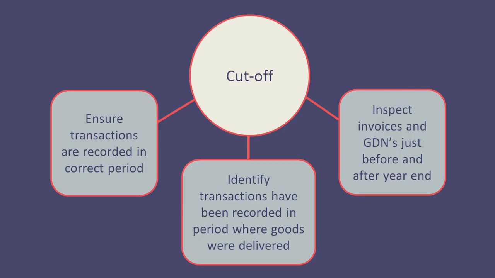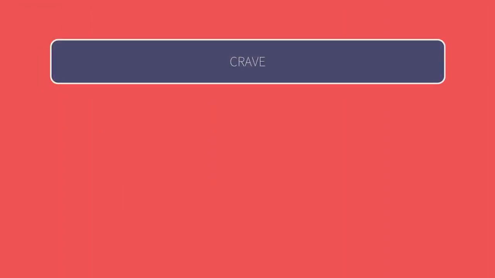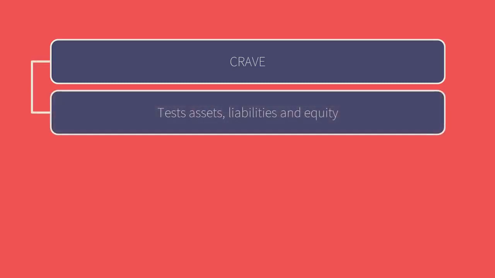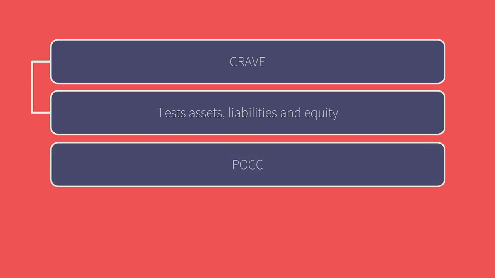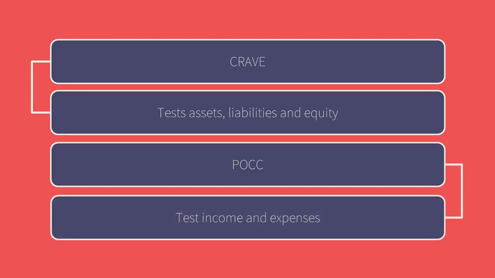Each of these assertions should be used within the substantive testing phase. Each of the assertions within CRAVE, so completeness, rights and obligations, accuracy, valuation and allocation, and existence, are used to test balances within the statement of financial position. These would be all assets, liabilities, and equity. Each of the assertions within POC, so presentation, occurrence, classification, and cut-off, are used to test balances within the statement of profit and loss, or income statement. These would be all income and expenses for the entity.